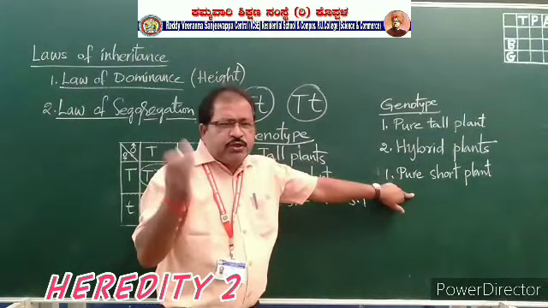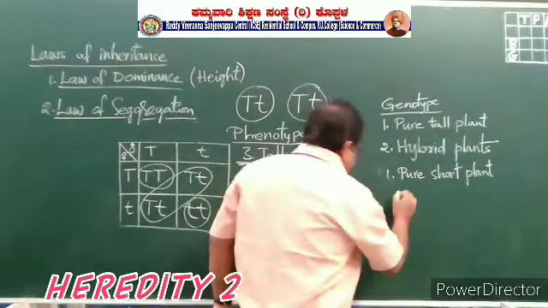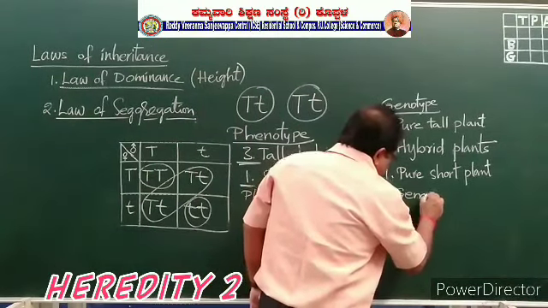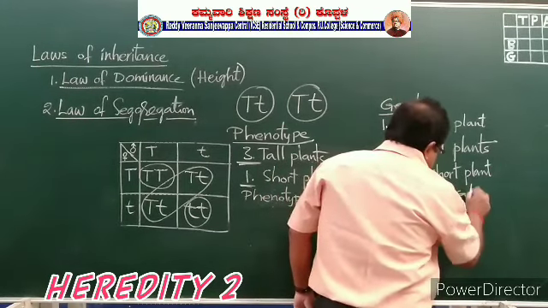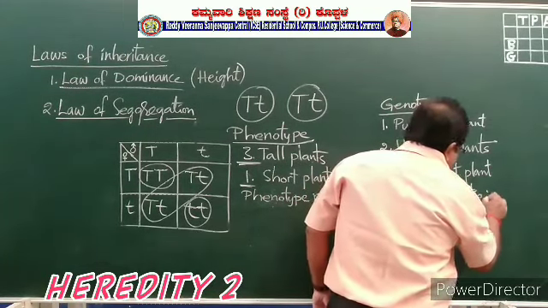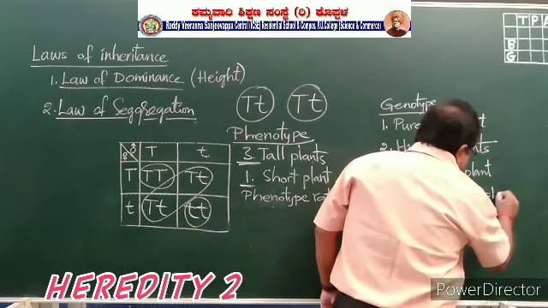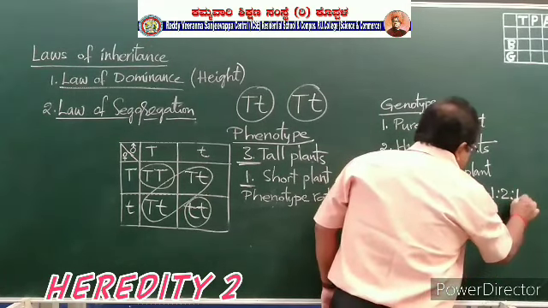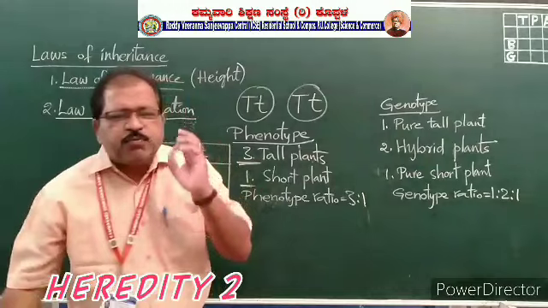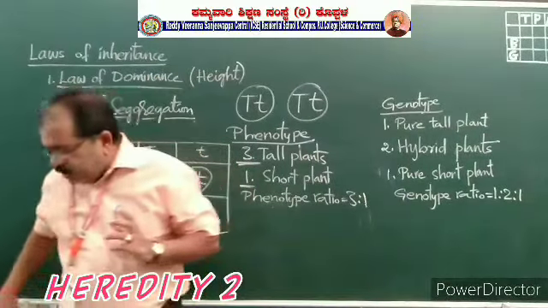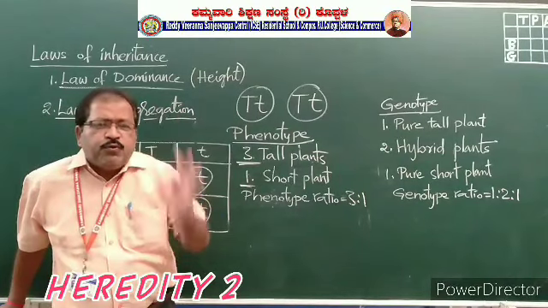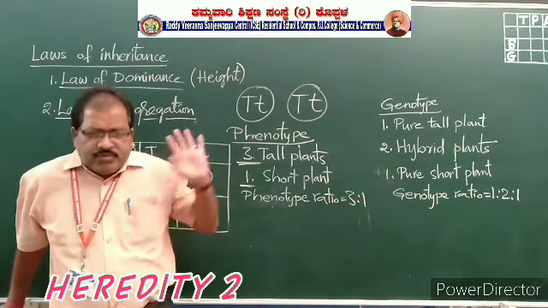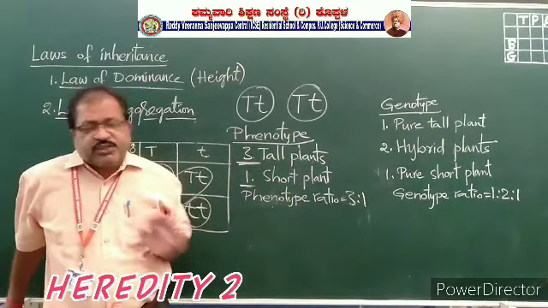So when it comes to the genotype ratio, that is 1:2:1. One plant is a pure tall plant, another 2 plants are hybrid plants and one plant is completely a pure short plant. This is called the law of segregation.